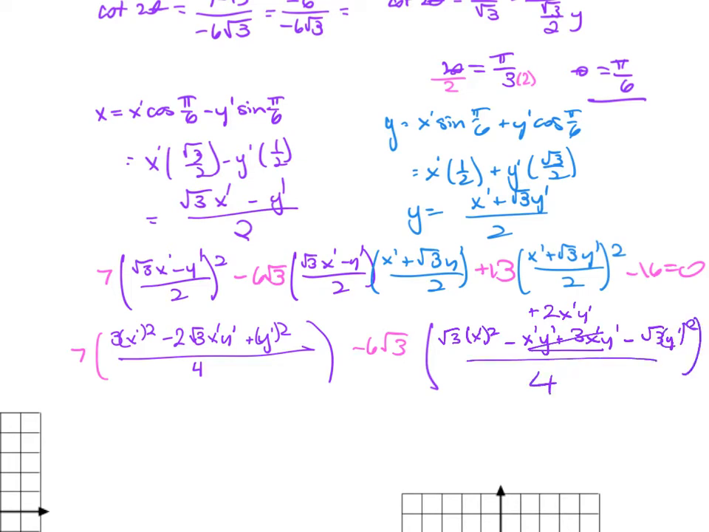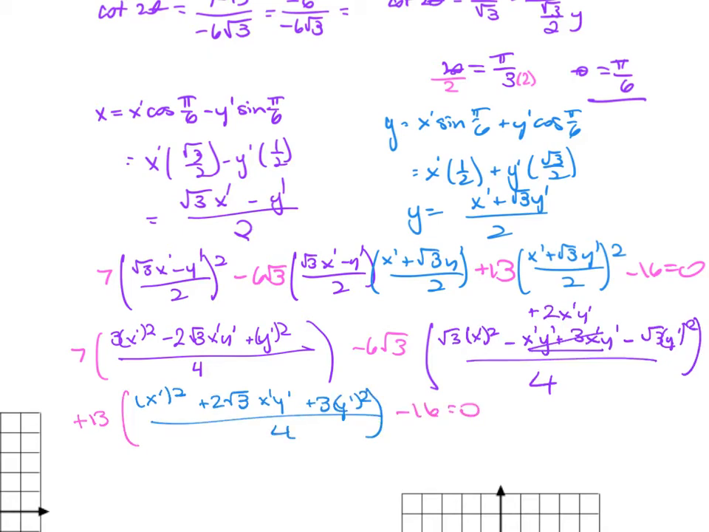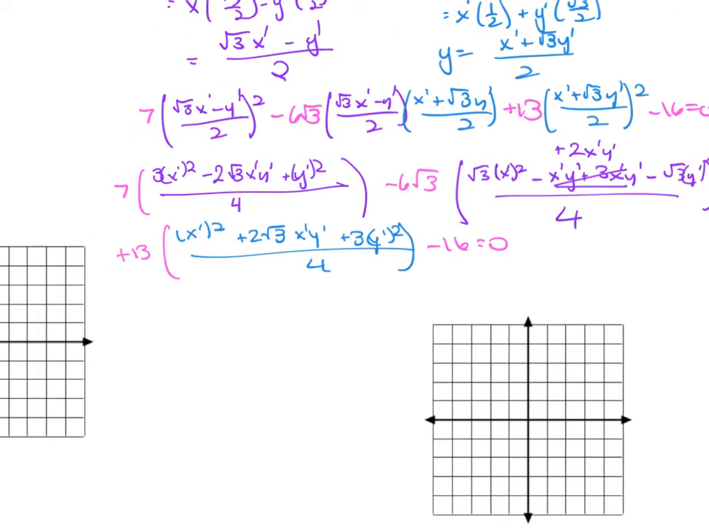And then the last term, so that is going to be negative root 3 y prime squared all over 4. Then the next one is plus 13 times, and this will be x prime squared plus 2 square root of 3 x prime y prime plus 3 times y prime squared all over 4, and then minus 16 equals 0. So now we need to simplify what we can.